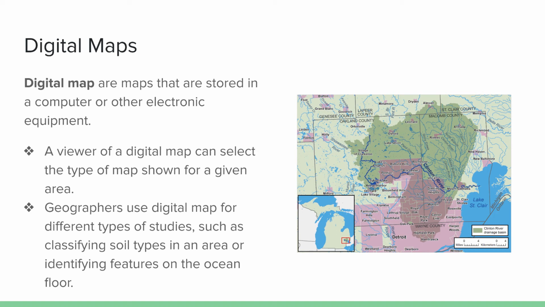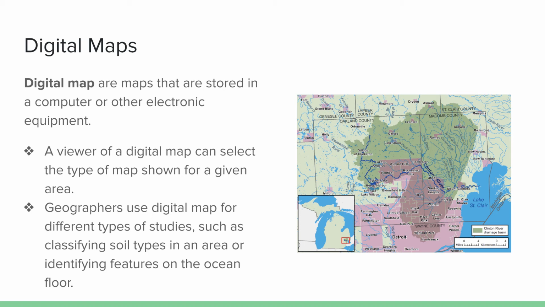A viewer of a digital map, like me or you, can select the type of map shown for a given area. Geographers use digital maps for different types of studies, like classifying soil types in an area or identifying features on the ocean floor. So they can utilize various ways to use digital maps. The opportunities are very endless on how they look at the data.